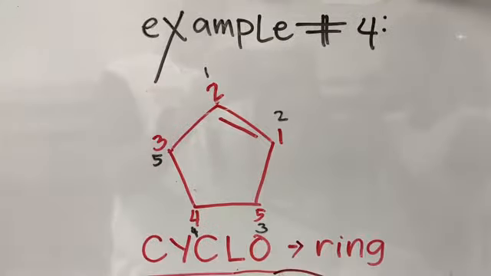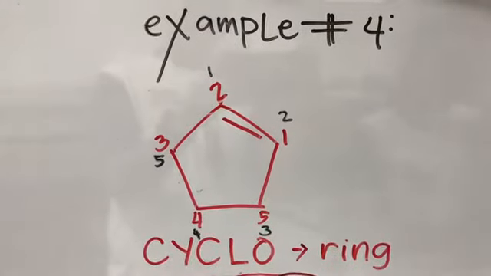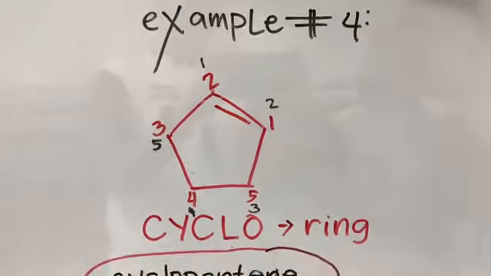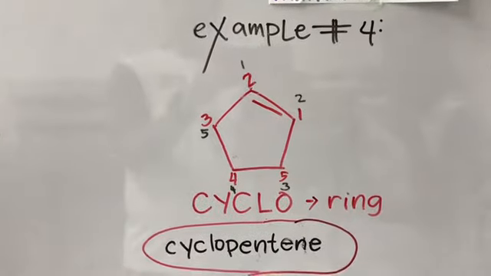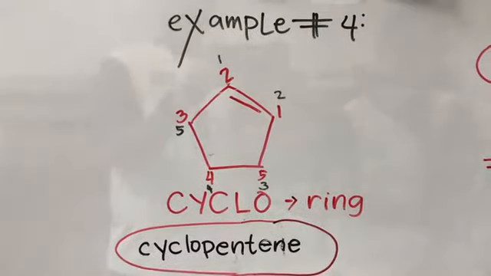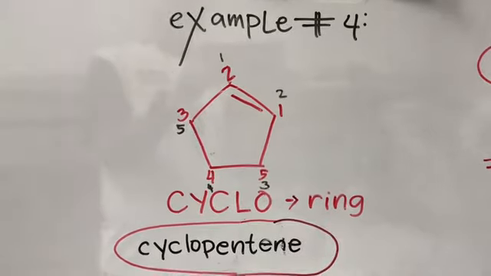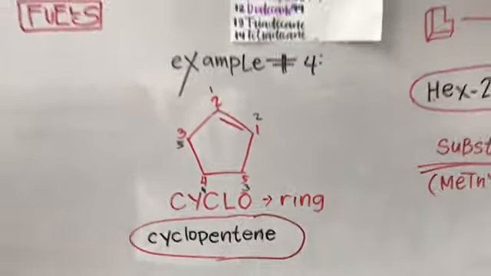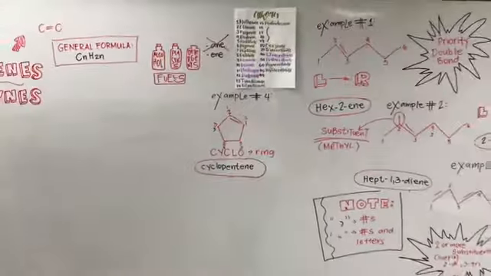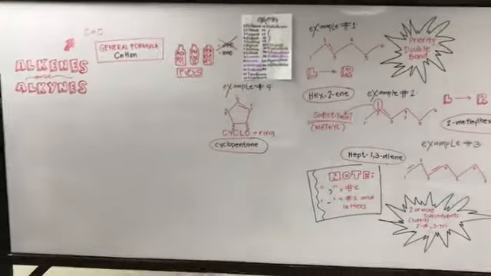In this example, it is a 5 carbon ring which is named as cyclopentene. It is not necessary to put 1 before the name because there is only 1 double bond in the molecule. And that is all for alkenes.